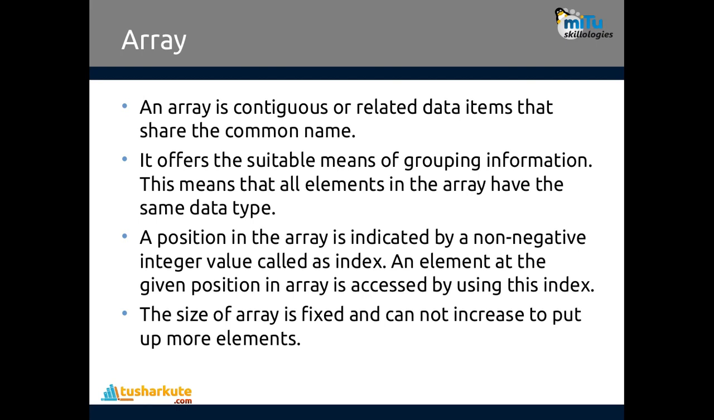A position in the array is indicated by a non-negative integer value called the index. The element at a given position in the array is accessed using that index. The size of the array is fixed and cannot increase to put in more elements. So basically, when I want to store a collection of elements of the same type, I need to use a data type like array. With the help of array, we can store multiple values inside a single element, and we can access them by a non-negative integer called the index, which value starts from 0.